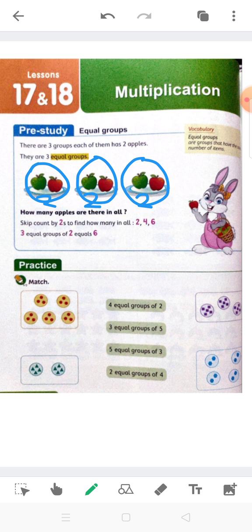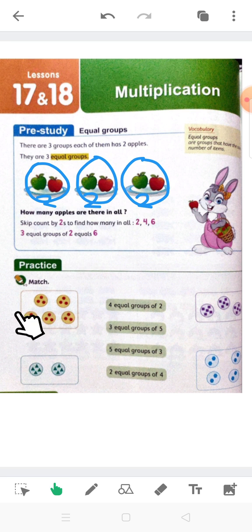So each group must have an equal amount of apples. Each group has 2. So I need to know how many apples in all. We can use skip counting by 2's. 2, 4, 6. Or we can say I've got 3 equal groups of 2, which means 2 elements in each. So it equals what? 6.